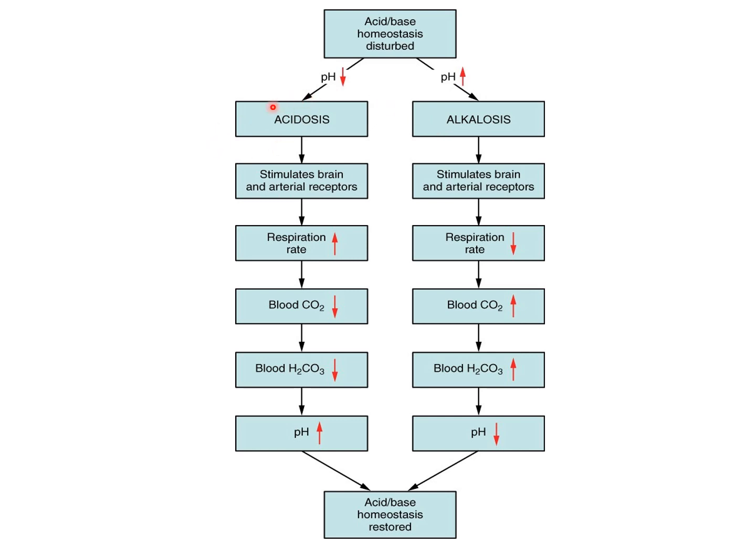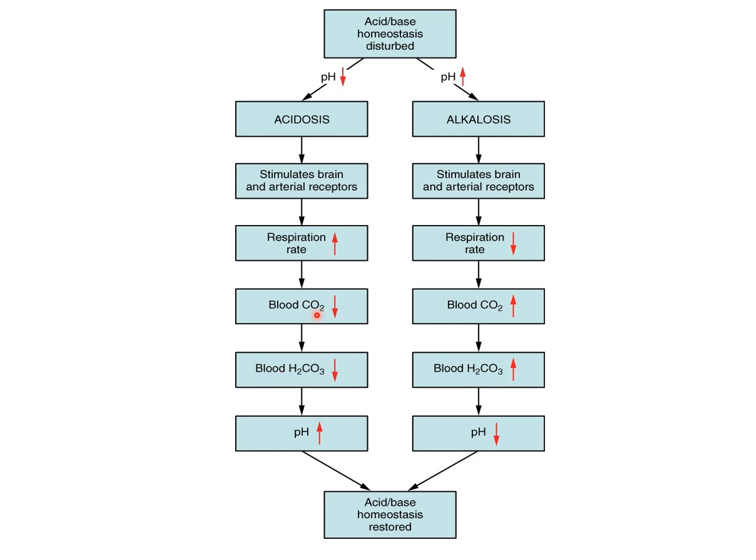So when there is acidosis, what will happen is the brain and the arterial receptors will be stimulated in order for the lungs to increase respiration, or increase the respiratory rate. In this way, when there is hyperventilation, or an increase in the respiratory rate, the carbon dioxide that is present in the lungs will be excreted or exhaled.